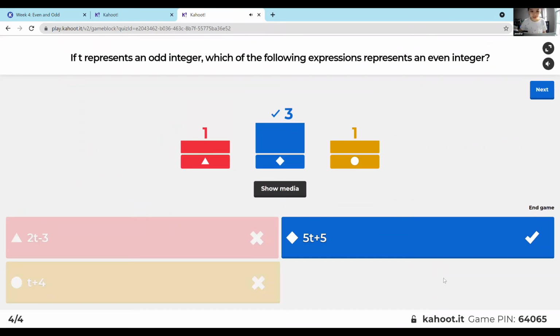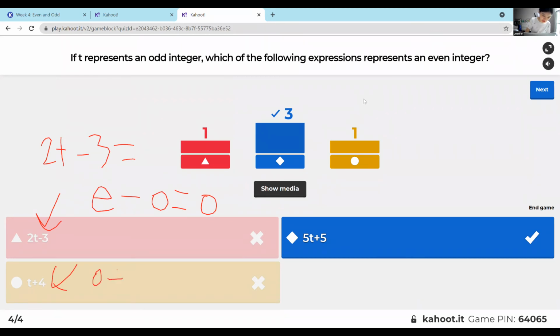Yeah. So for this equation, you could just plug in and try t each time. For example, 2t minus 3, that's equal to even minus odd, which is odd. Well, t plus 4, that's t is odd, and then plus 4, which is even, will still be odd.